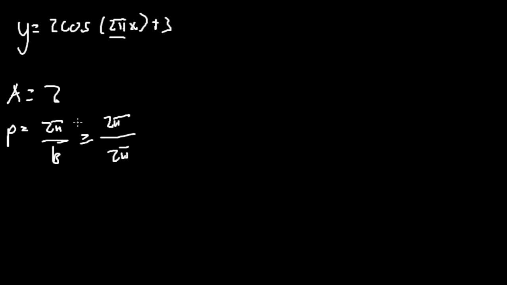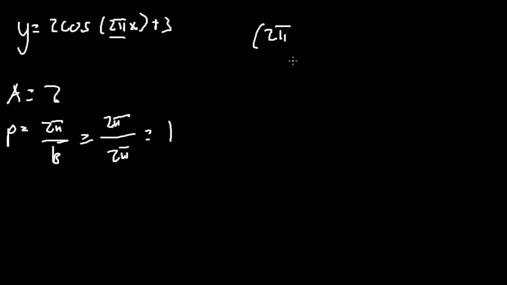Ayan. 2 pi divided by 2 pi. So, cancel. It will just be 1. Now, ang ating period will be equal to 1. Kapag nakakita kayo ng ganyan, halimbawa 2 pi x, then pinapahanap sa inyo yung period, don't just include pi as your b, but you need to include the constant as well.